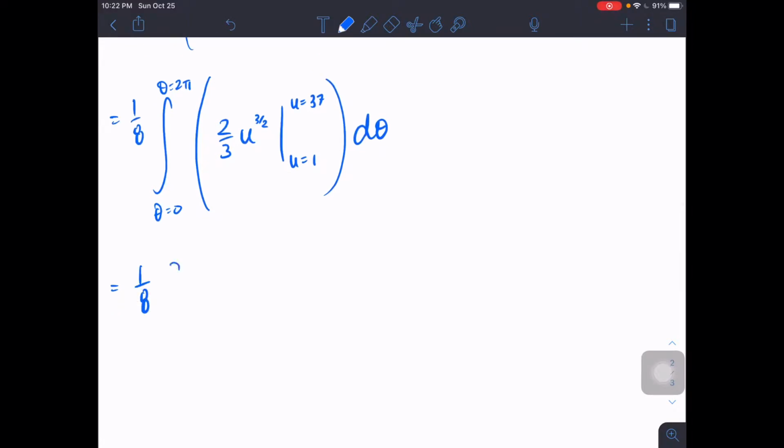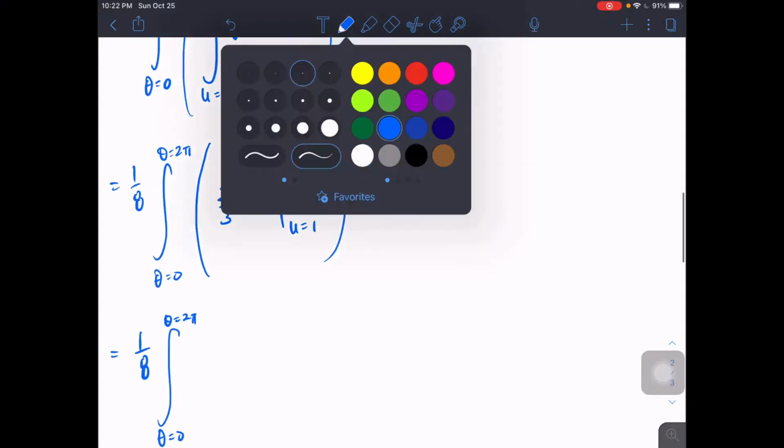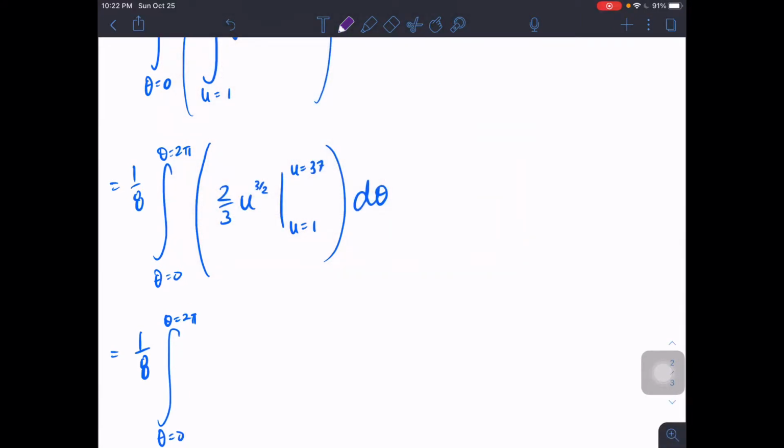So let's see. So theta goes from 0 to 2 pi. And then let me just do this up here with you guys. So this will be 2/3, and I plug in the 37 to the 3/2. So that's 37 root 37. And then when I plug in the 1, that's just 2/3. Okay, so that's not too bad. So then we can factor out the 2/3.